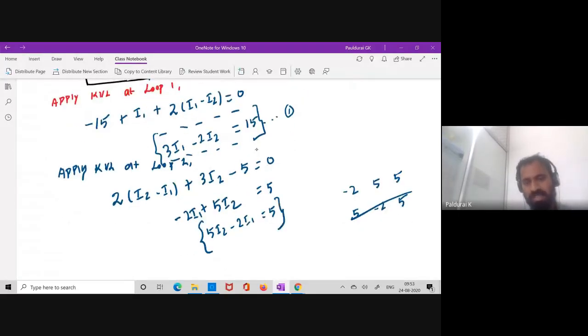So what is I1, I2, anyone? Can you put it in the calculator? And this is my calculator.